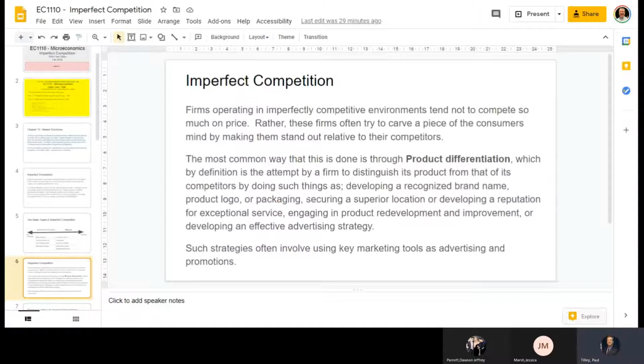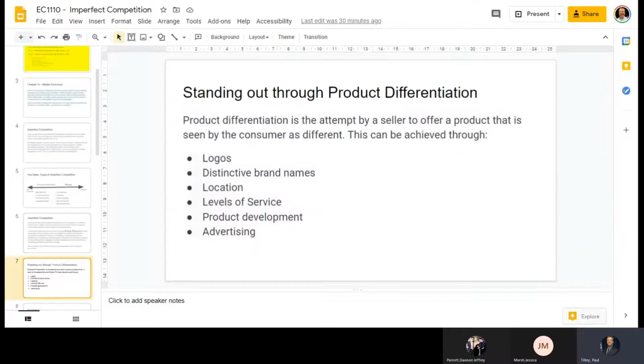So marketing really comes in here, and marketing becomes important. So I just wanted to go down through each of these key ones and take a look at them, because this is the critical thing that you want to take away from this chapter: how can these companies differentiate themselves? Well, the first way is by a logo.